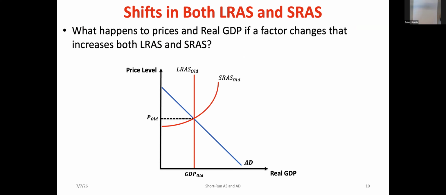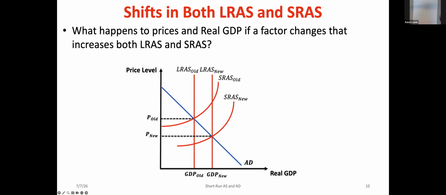But if we saw something that increases both long run aggregate supply and short run aggregate supply, where is our new equilibrium point? In the long and short run, if both of these shift, our new equilibrium price is going to be lower, or we have deflation, and our new real GDP is going to be higher than it was before. So it's the same outcome we got when we just saw a shift in our long run aggregate supply. If something shifts both our long and short run aggregate supply, we get the same directional changes as we did when we just had changes in long run aggregate supply.